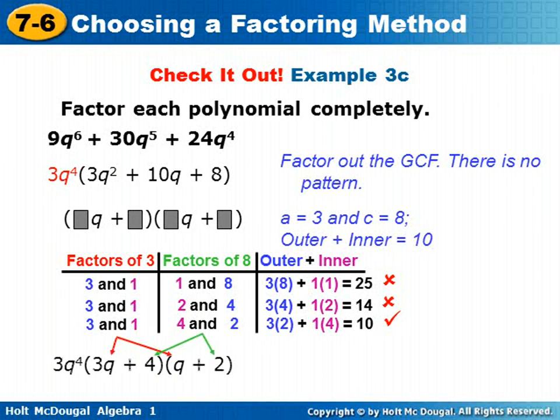So we have 3q and 1q for our first terms in our binomials, and then 4 and 2 for the second terms. Inner terms were 4 and 1q, and outer terms were 3q and 2. And you have to remember to carry down the greatest common factor we pulled out at the beginning, which was 3q to the 4th. So your answer would be 3q to the 4th times 3q plus 4 times q plus 2.